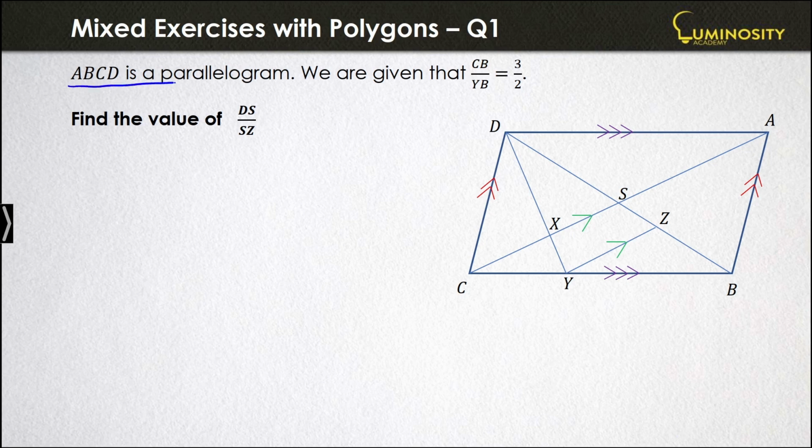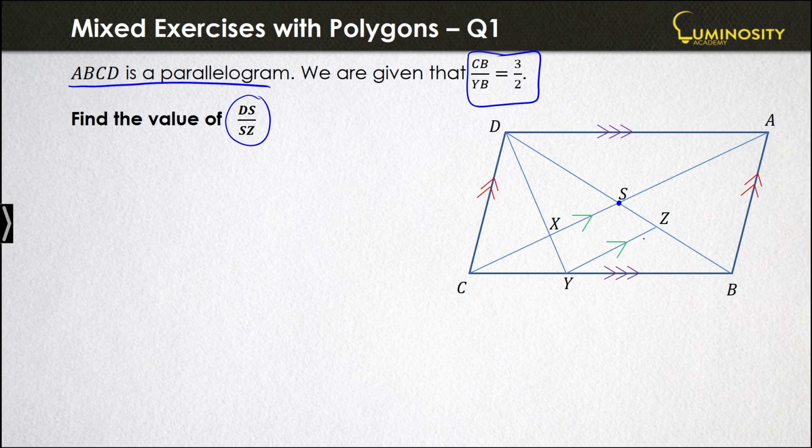We're given that ABCD is a parallelogram, so that's really important because there are properties of parallelograms that we can utilize. And we're given this ratio here, CB over YB is 3 over 2. Our goal is to find the value of DS to SZ. So immediately I draw my attention to where those two side lengths are. There's DS and there's SZ there.